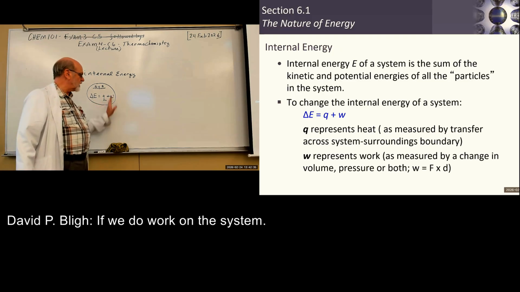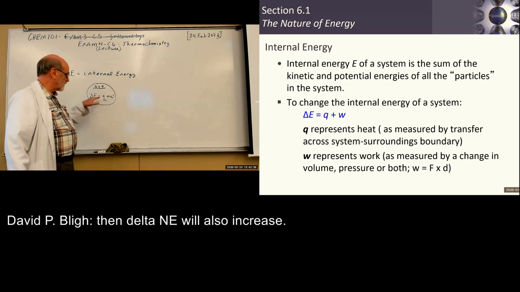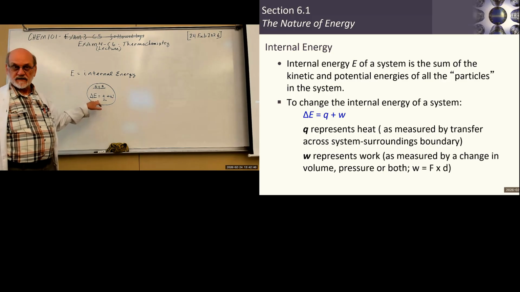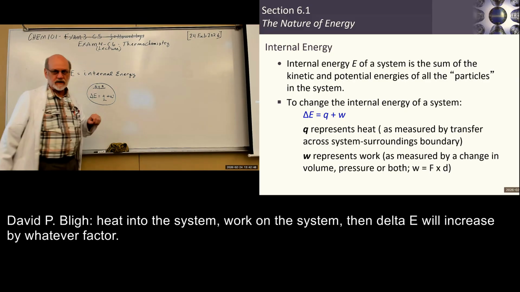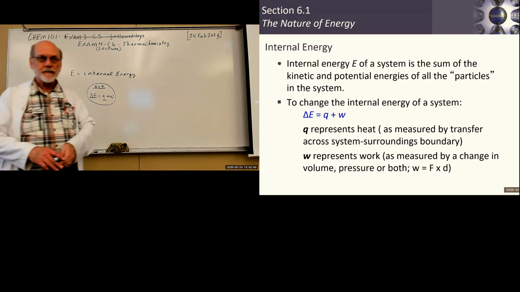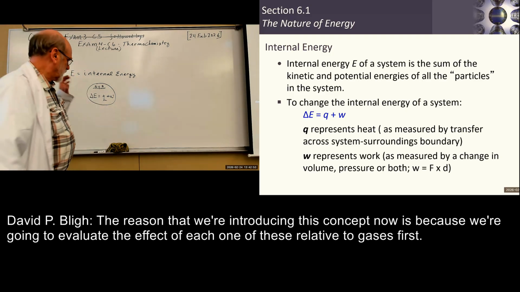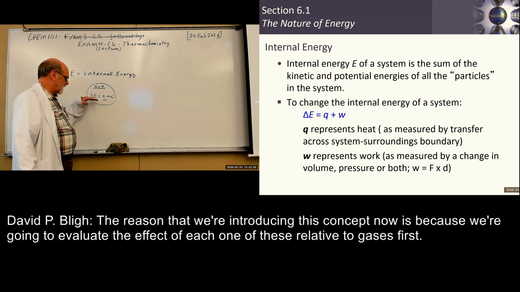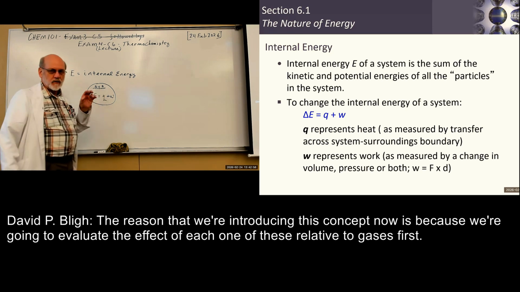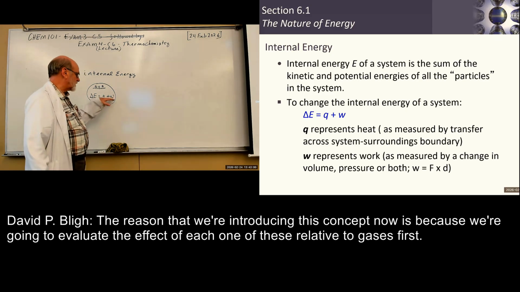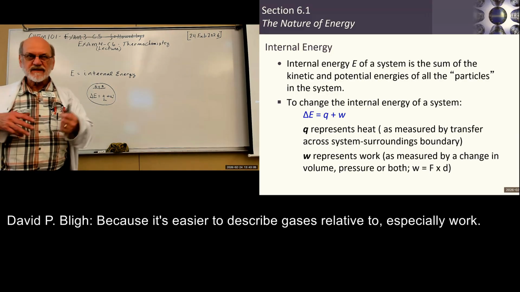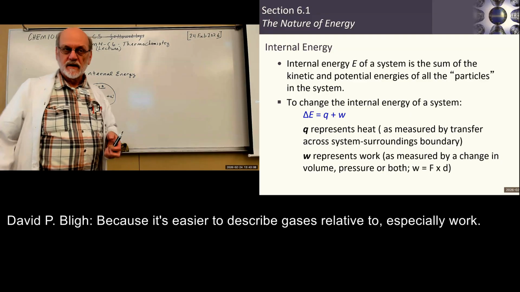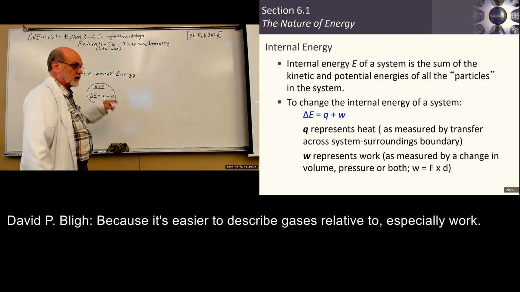If we do work on the system, then delta E will also increase. And if both of them are heat into the system, work on the system, then delta E will increase by whatever factor. Okay? The reason that we're introducing this concept now is because we're going to evaluate the effect of each one of these relative to gases first, because it's easier to describe gases relative to especially work.